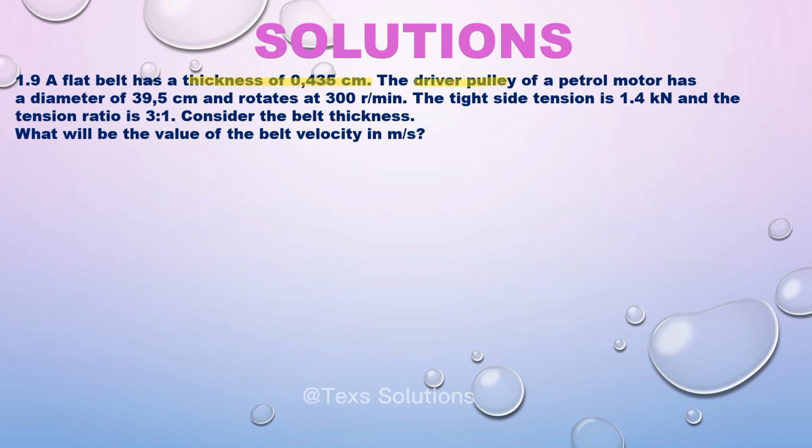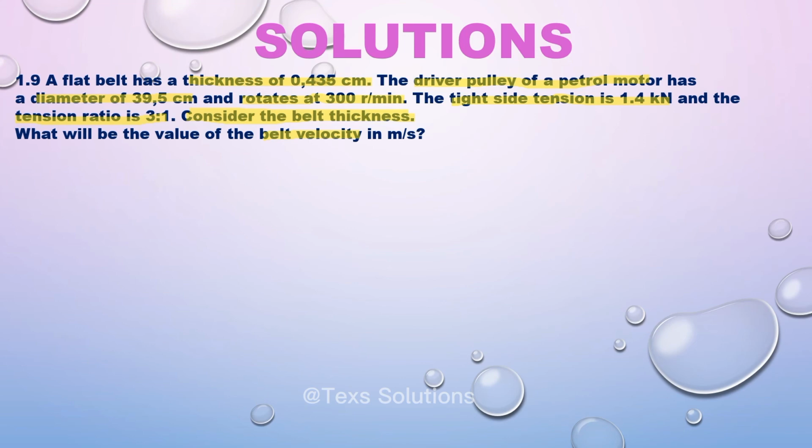The driver pulley of a petrol motor has a diameter of 39.5 centimeters and it rotates at 300 revs per minute. The tight side has a tension of 1.4 kilonewtons and the tension ratio is 3:1. Consider the belt thickness. This is a very important statement. They are giving you a hint or a clue. Once you see the terms consider the belt thickness, it means your calculations must involve the thickness. Somewhere in the formula, we must see thickness being added to the equation. The thickness affects the speed of the belt as well as the power that's going to be generated. What will the value of the belt velocity be?